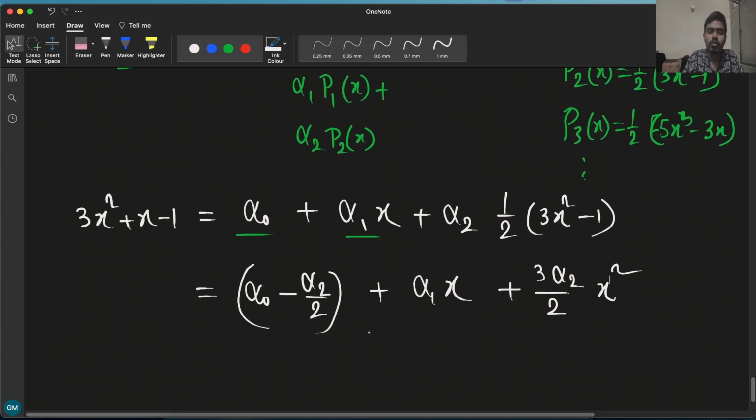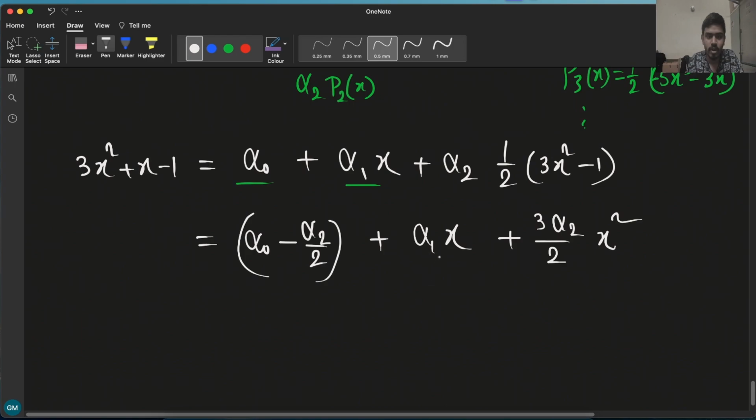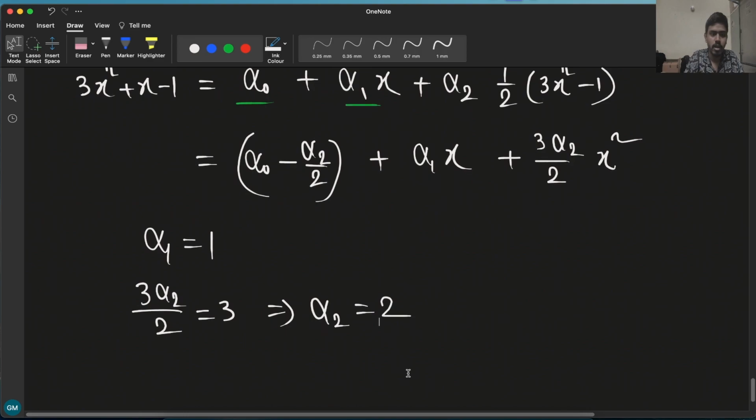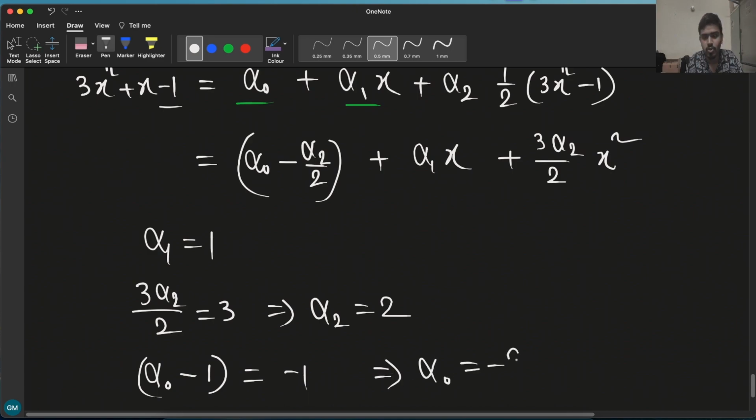And now I will compare the coefficients. If I compare the coefficient of x, then alpha 1 equals 1. If I compare the coefficient of x², it gives 3 alpha 2 by 2 equals 3, which implies alpha 2 equals 2. And if I compare the constant term, that is alpha 0 minus alpha 2 by 2, you already know alpha 2 is 2, so it is 2 by 2, that is 1. So alpha 0 minus 1 equals minus 1, which implies alpha 0 equals minus 2.